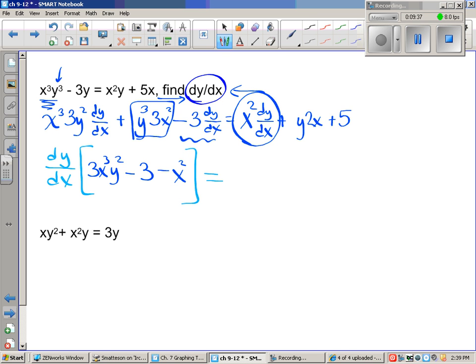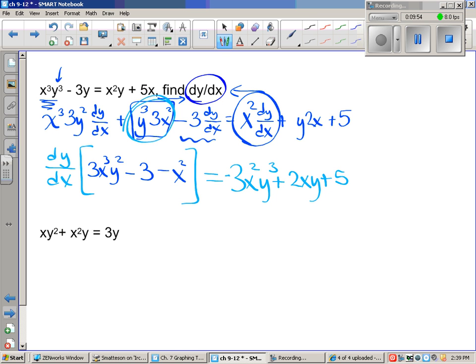So now I'm going to put my equal sign. Again, I recognize that this term here, 3x squared y cubed, is going to appear on the right-hand side, and it would be a negative because that's how we brought it to the other side. Plus, we have 2xy plus 5.